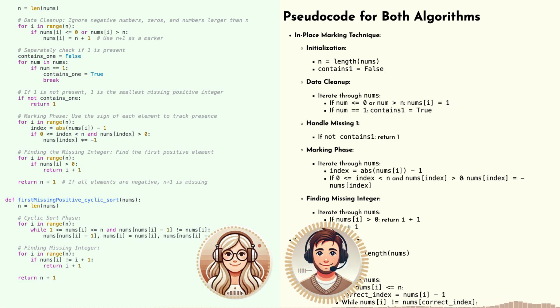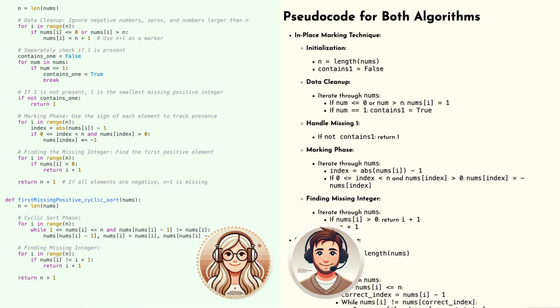Okay, so we've got our marked up array. What's the final piece of the pseudocode puzzle? Now we just need to find that first positive element. So we'd say, if the element at the current index is positive, return the current index plus 1, otherwise continue to the next index. And if we reach the end of the array without finding a positive element, return the array length plus 1. Got to cover all the bases. Exactly. That sums up the in-place marking algorithm in pseudocode.